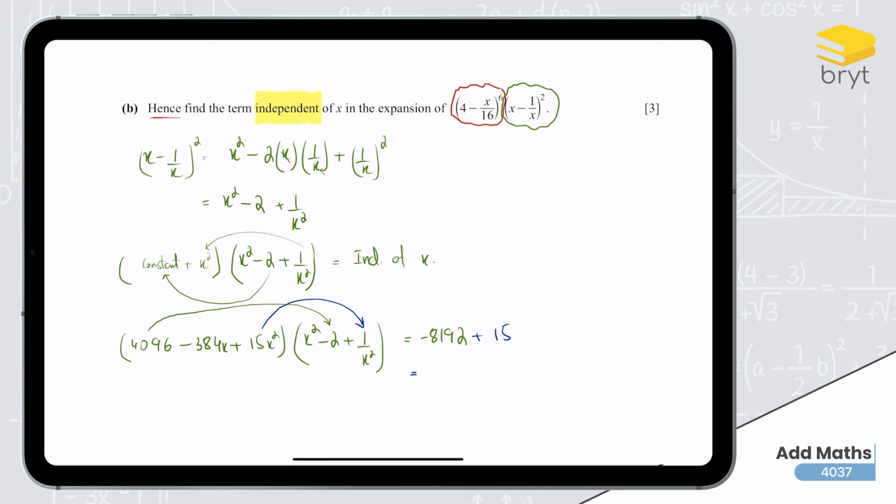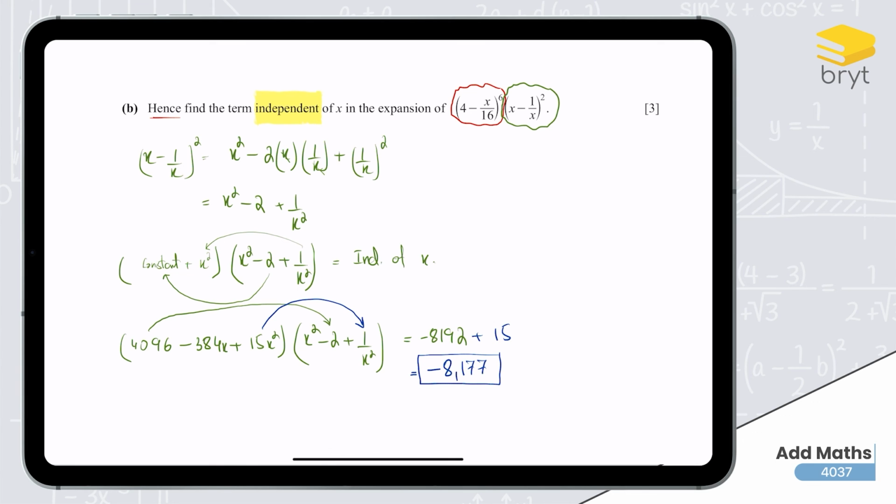Now let's sum them up. We have minus 8192 plus 15. So we are looking at minus 8177, and that's our final answer, meaning that's the term that is independent of x in the expansion of what's given.